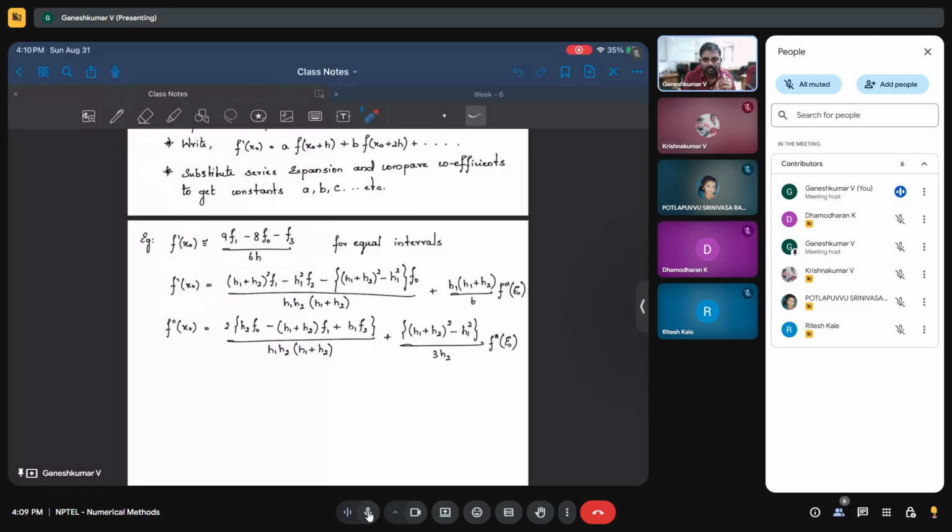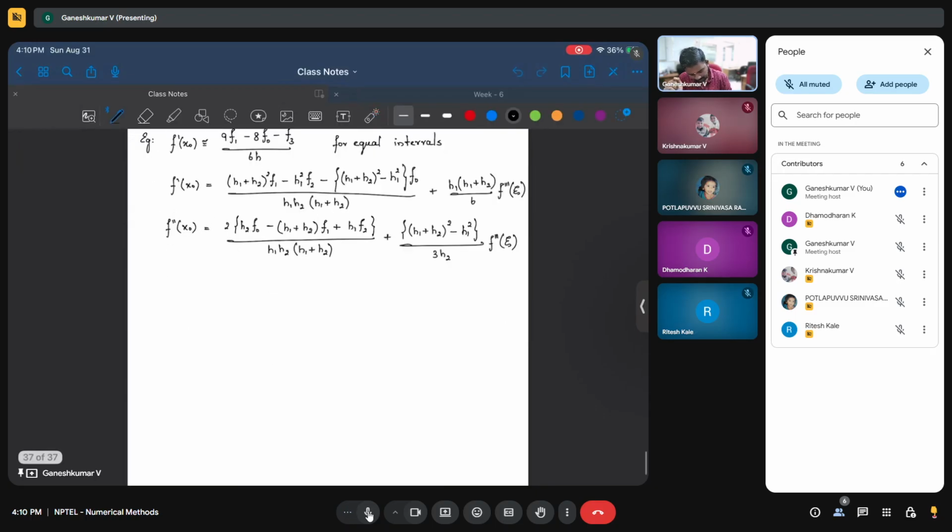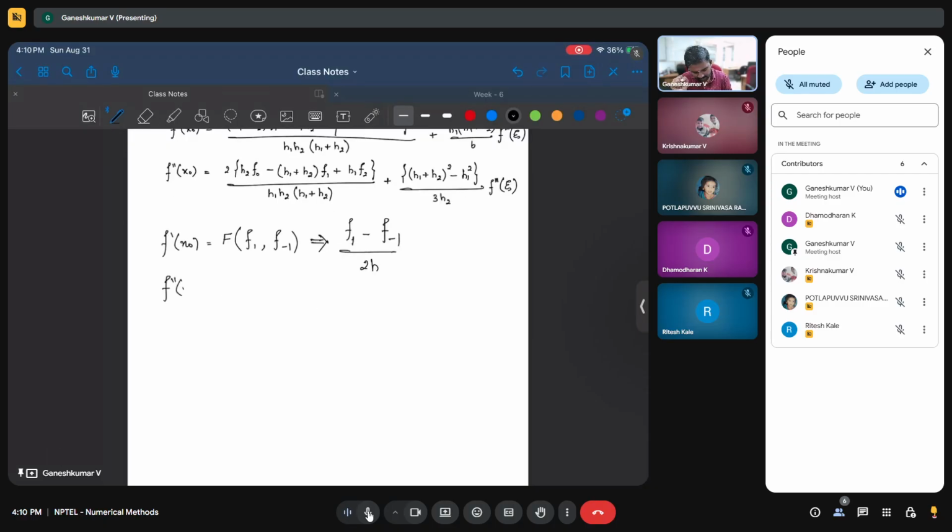So that is one way you can express this thing. Or you can also express it, for example, if you want to write f dash of x naught as some function of f of 1 and f of minus 1, this is going to be f of 1 minus f of minus 1 divided by 2h. So this is going to be your final answer, I'm just giving you the final answer. Similarly, let's say I want to find f double dash of x, in terms of f0, f1 and f of minus 1.